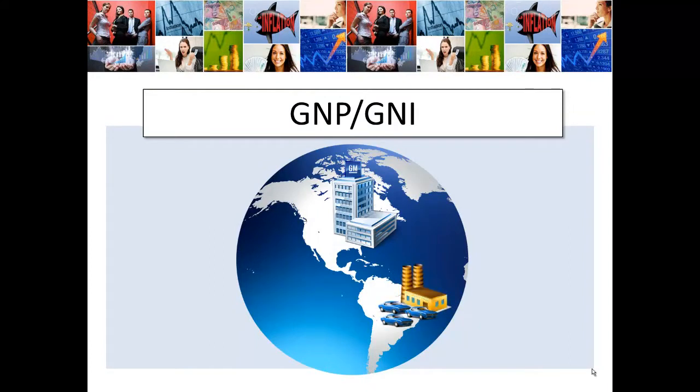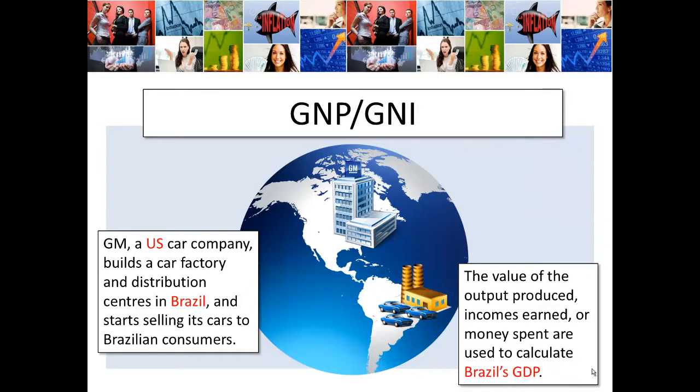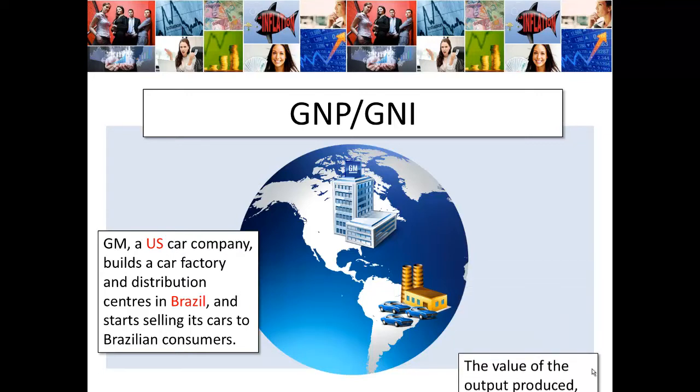Here we have General Motors, a US car company, and they have built a factory. Actually, they built quite a few factories in Brazil, and they start selling its cars to Brazilian consumers. Now the value of the output produced, incomes earned or money spent are used to calculate Brazil's GDP.